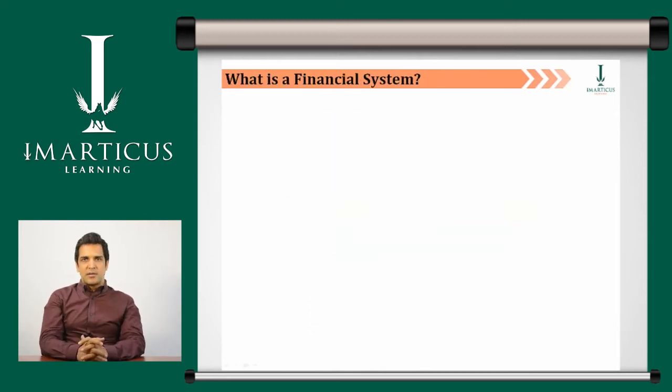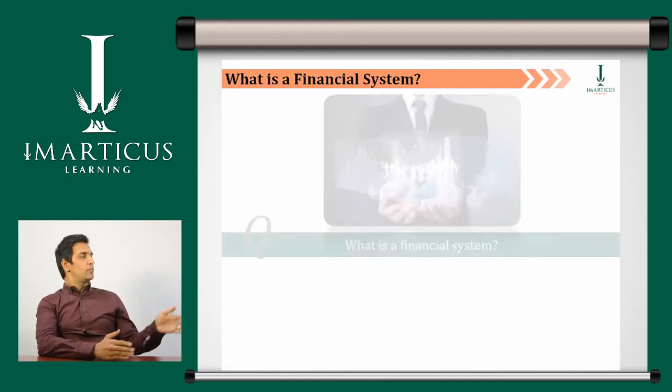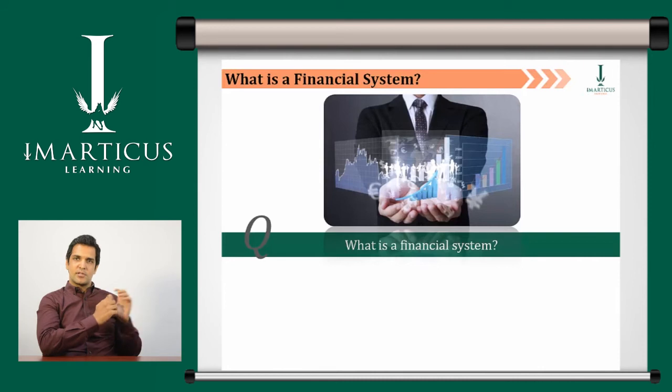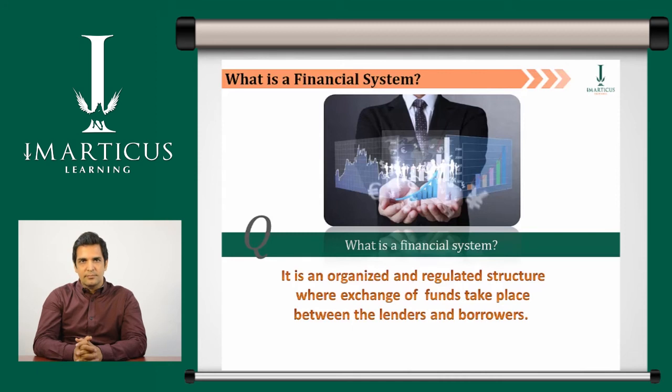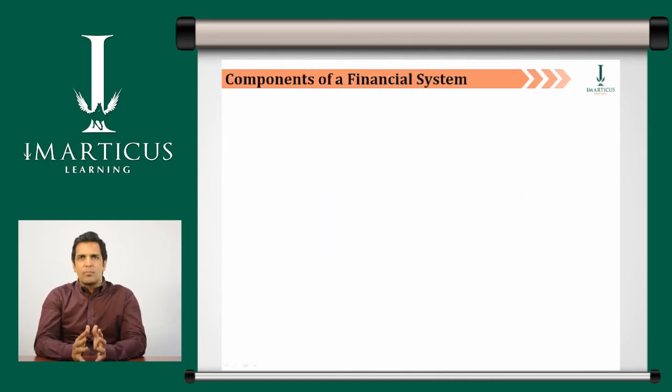You have now learned about the evolution or history of the financial system, which now brings us to the present day. So, what is a financial system? In simple words, it is an organized and regulated structure where exchange of funds takes place between the lenders and borrowers. So, what are the key components of a financial system? Let's find out.